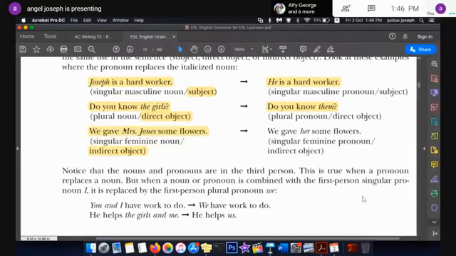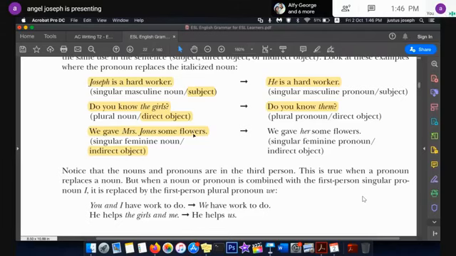Now, what is it that was given? What is the thing that we gave? Flowers. Flowers, right? And whom did we give it to? Mrs. Jones. Okay, so what is given by we, the object that we gives, that is flowers. That's the direct object.